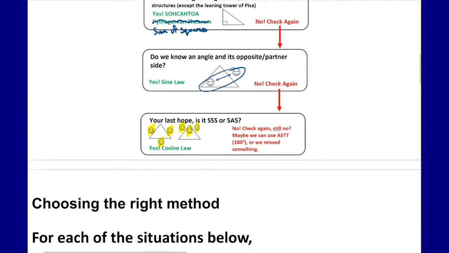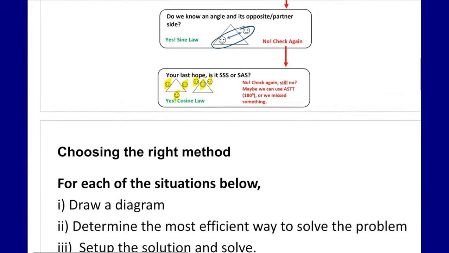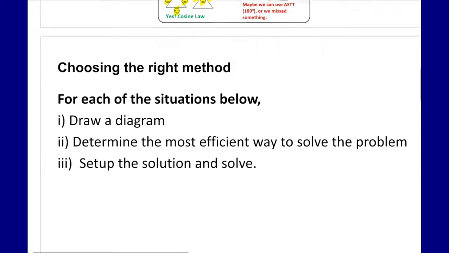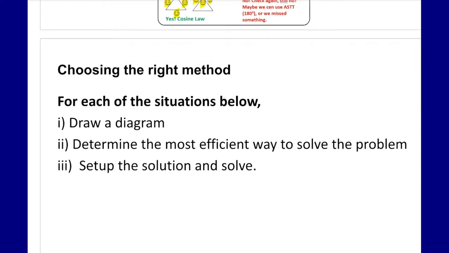So in choosing the right method, when we're dealing with word problems, what we want to do is first draw a diagram. We want to draw a diagram to help visualize the information, to help visualize what we're looking for. We then want to use that flowchart to determine the most efficient way to solve the problem.